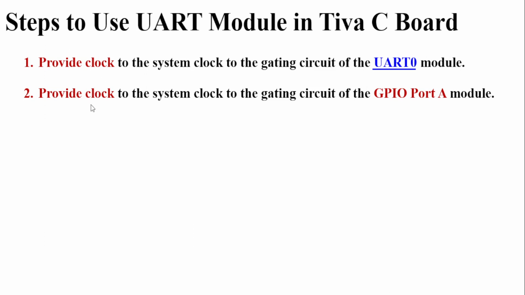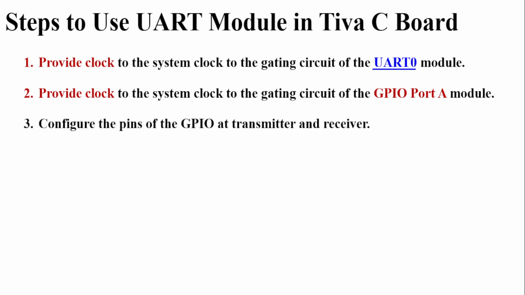Second, we have to provide clock to the GPIO port A. Because we are using UART 0, we have to configure port A, because port A's pins are connected to the UART transmitter and receiver. Third, we have to configure the pins in the GPIO as transmitter and receiver.